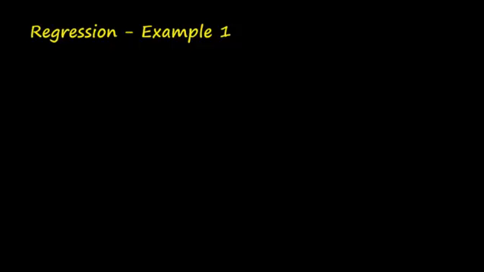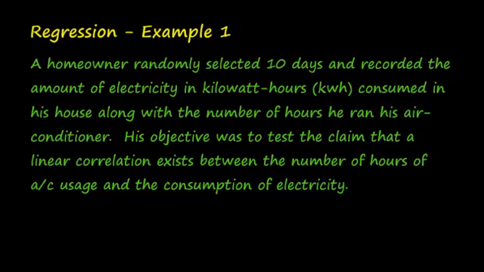Now we'll work a regression example, and to do that we'll start with the test for a linear correlation. A homeowner randomly selected 10 days and recorded the amount of electricity in kilowatt hours consumed in his house along with the number of hours he ran his air conditioner.